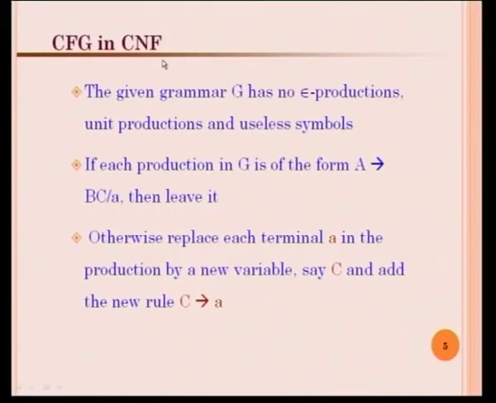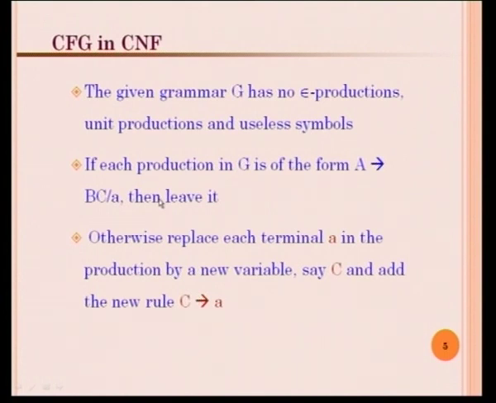Let us start with the conversion of the given grammar into its equivalent Chomsky normal form. First of all, we must ensure that the grammar has no epsilon production, no unit production, and no useless symbols. Then you find whether each production is of the form A derives BC or A derives a. If each production in the context free grammar G is of that form, you can simply ignore it because it is already in CNF.